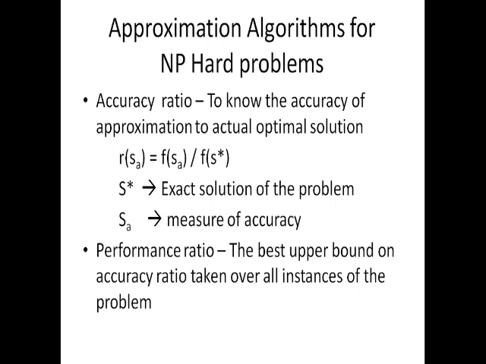That is, we calculate the accuracy ratio, and whichever is the best upper bound, that will be considered the best performance ratio. When we calculate the accuracy ratio for all the inputs, whichever upper bound of the accuracy ratio is best, that will be considered the performance ratio.